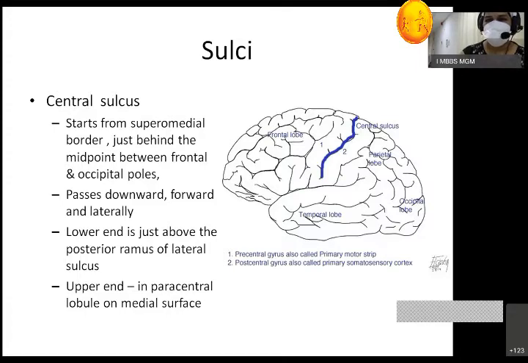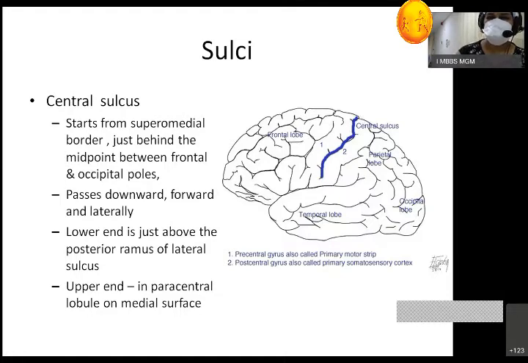If we draw a midpoint between the frontal and occipital pole, just behind this midpoint, the central sulcus cuts this superomedial border, and then it goes downward, forward, and laterally. Then it just ends above the lateral sulcus, which is going laterally. Now this sulcus not only starts from the superomedial border, it crosses from the superomedial border into the medial surface as well.